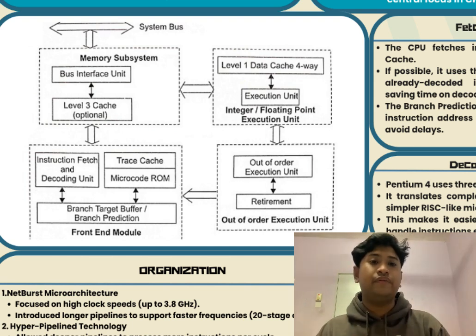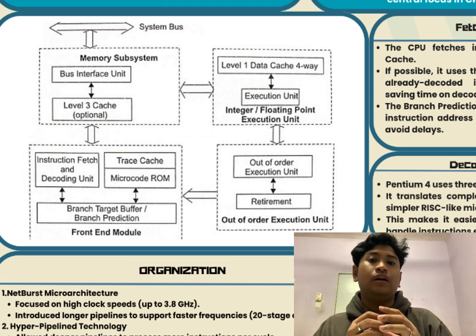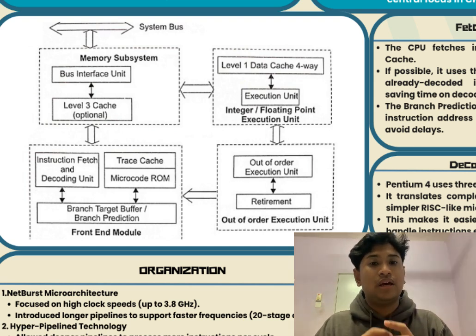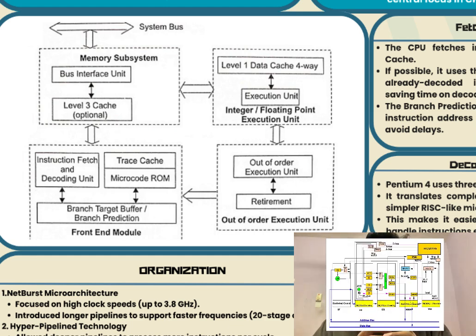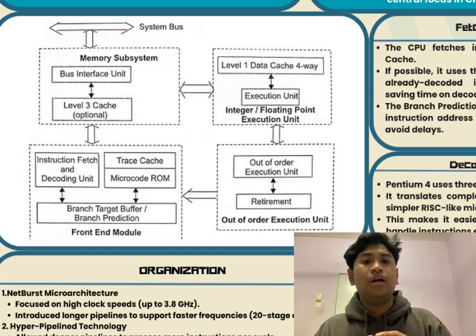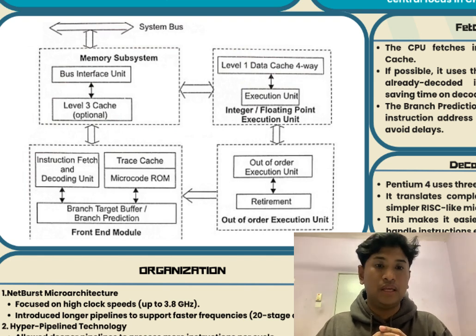To summarize the fetch execute cycle in Intel Pentium 4, the Pentium 4 uses advanced techniques such as trace cache to store decoded instructions and speed up fetching, out of order execution to boost performance by executing ready instructions immediately, and branch prediction to keep the pipeline full and avoid delays.